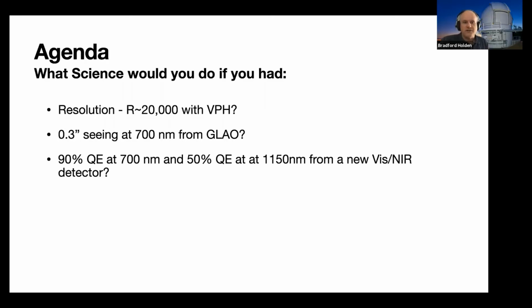Another question is, if you had GLAO, 0.3 arc-second seeing at say 700 nanometers, what would you do that you couldn't do now with LRIS? What kind of science does that open up for you? And of course, the combination of the 0.3 arc-second seeing and R of 20,000 is nice. Chuck pointed out that you need a slicer with something like KCWI, but now we're delivering on axis something on the order of the slit size you need. So you could just use multi-slit.